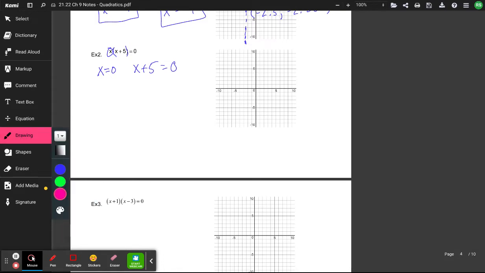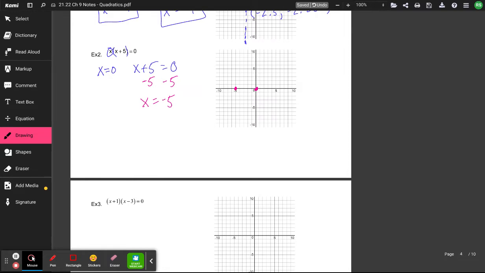If x was equal to 0, we would have 0 times 5, which would be 0. That x by itself gives us an x-intercept at x equals 0. I go ahead and subtract 5 from my second factor, and we get x equals negative 5. I can go ahead and put a point on the x-axis there then at 0 and negative 5.